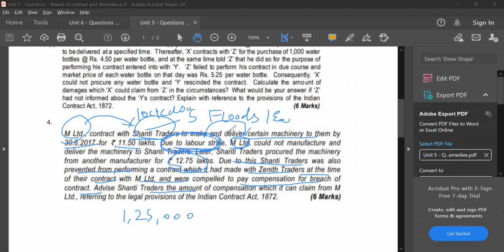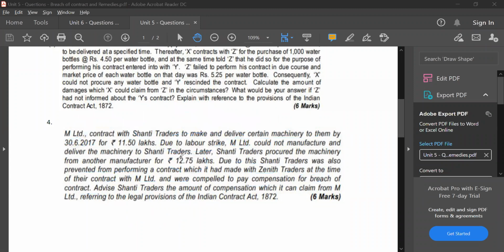Employees, laborers of M are striking, doing the strike. Therefore, they can control and avoid the strike and they can perform. They cannot give this as an excuse. Therefore, this will not be supervening impossibility.